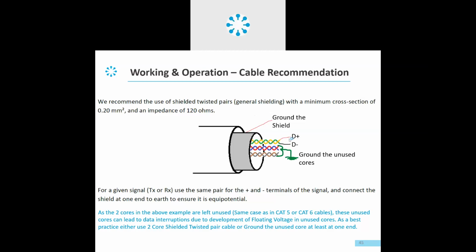So what is always better, it's always suggested, is to use a simple 2-core cable which is shielded and twisted pair instead of using Cat6 or Cat5. Try to avoid them as far as possible. If not, if you have ample stock of them, then it's always better to ground the unused cores and use data plus and data minus from a single core only.